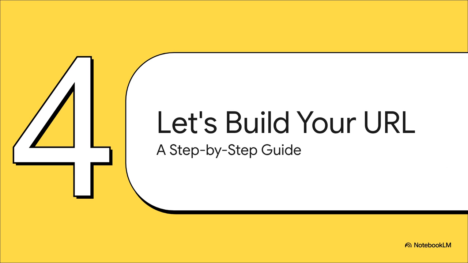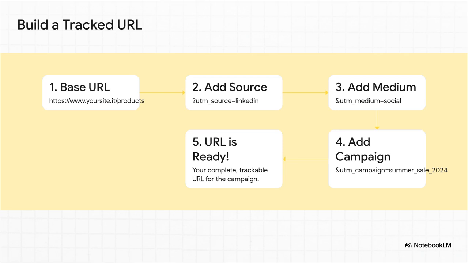Okay, theory is great, but let's make this real. We're going to build one of these tracked URLs together, right now, step by step. And trust me, it is so much easier than it looks. The whole process is pretty simple. First, you just start with your normal link to the page. Then, the tracking code always starts with a question mark. See that? So after the question mark, you add your first parameter, UTM source equals LinkedIn.